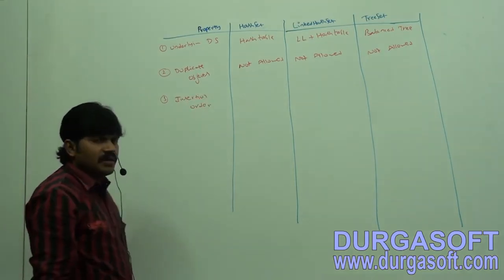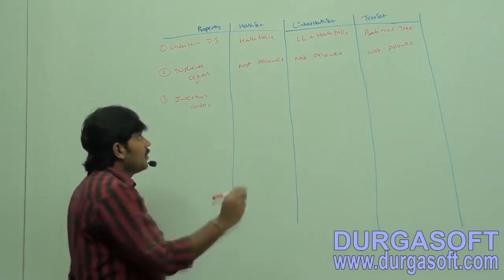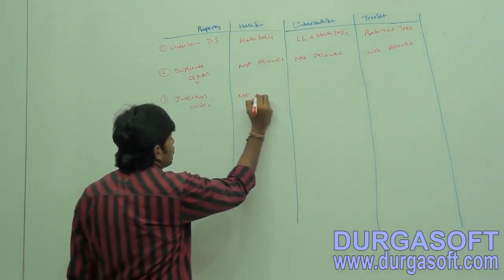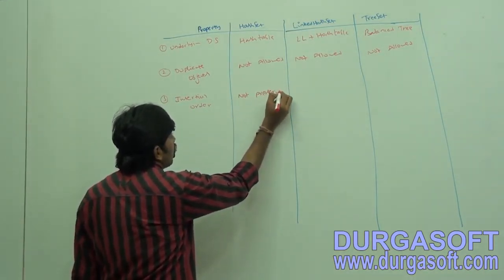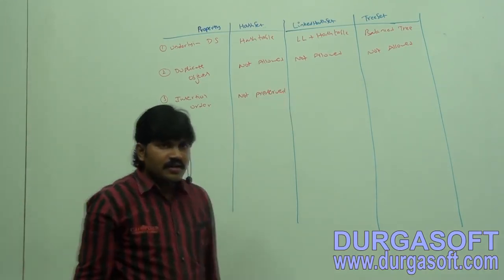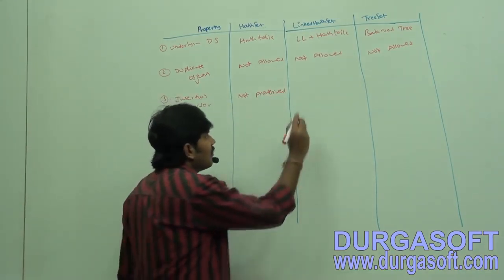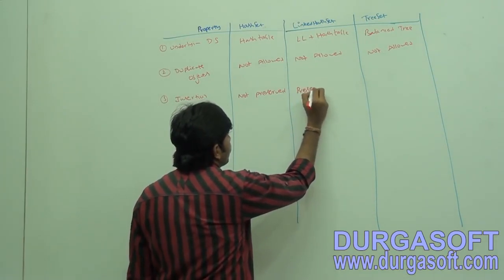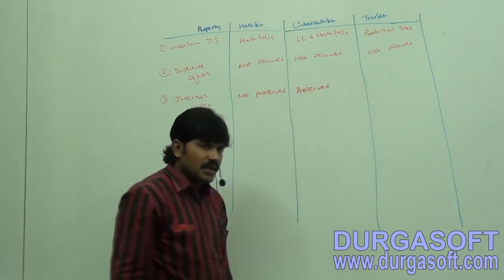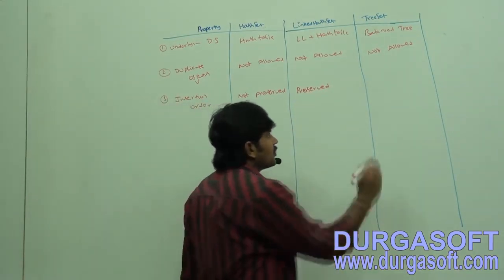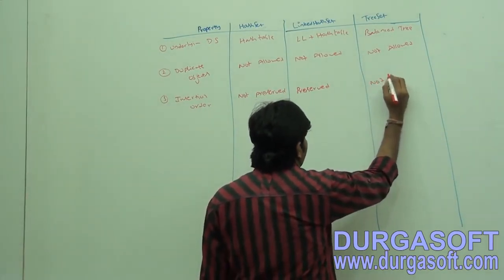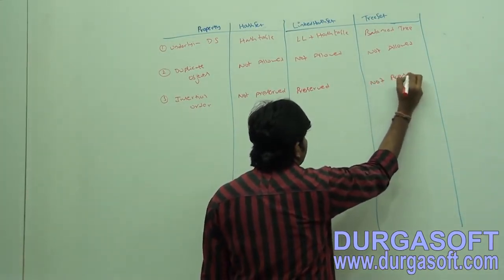In hash set, preserved or not preserved? Not preserved, because it is based on hash code. Linked hash set, preserved or not? Preserved. Linked hash set, preserved. Tree set, preserved or not preserved? Not preserved, because it talks about sorting.